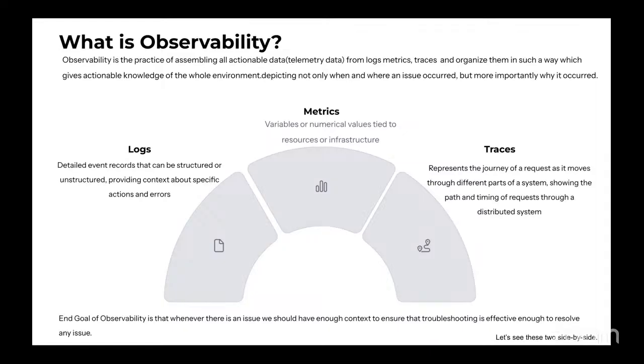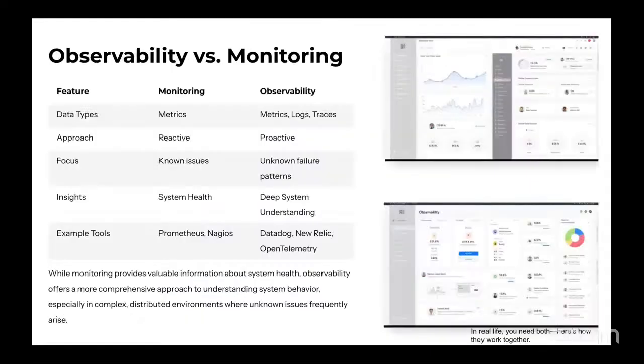So let's look at observability and monitoring side by side. In the data types, monitoring is looking at metrics, while observability looks at your metrics, logs, and traces. And the approach of monitoring is reactive.